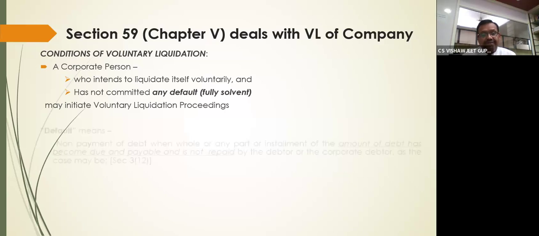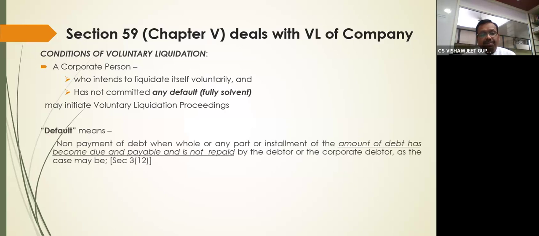The definition of default is non-payment of debt when the whole or part or installment of the amount of debt has become due and payable and is not repaid by the debtor or the corporate debtor, as the case may be. That is called default. So if any corporate person has made any default, then the corporate person cannot be liquidated voluntarily.